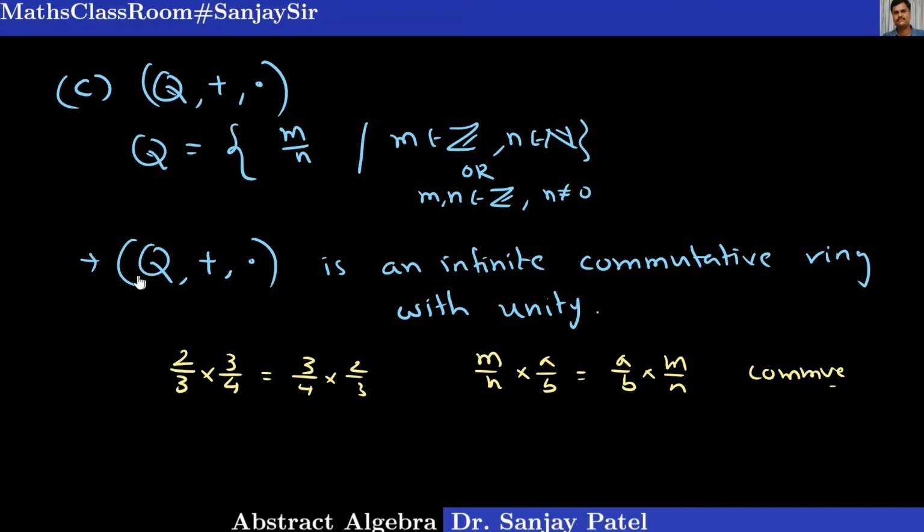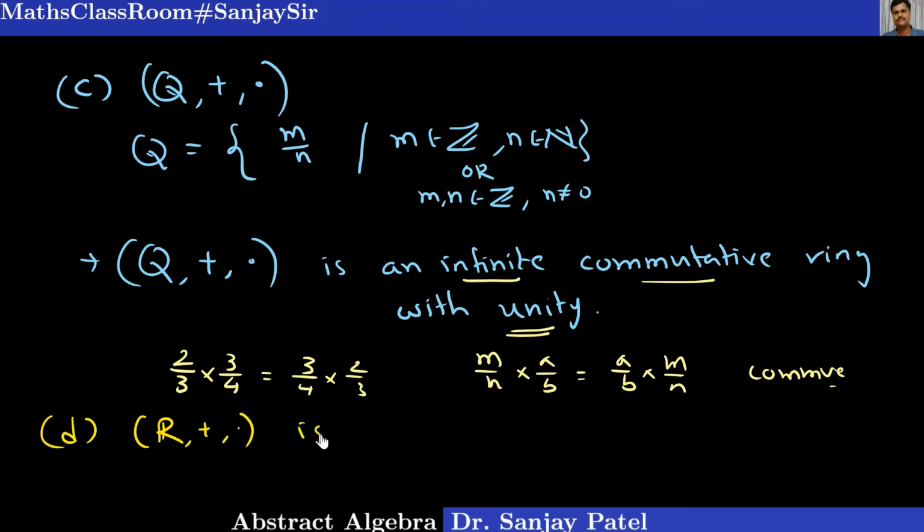Just I am making a list of all rings, and wherever possible for a new kind of set, we'll discuss all the properties in detail. So this is another example. Remember, it is an infinite commutative ring having unity element. Okay. The next example is R. So R also has the same thing.